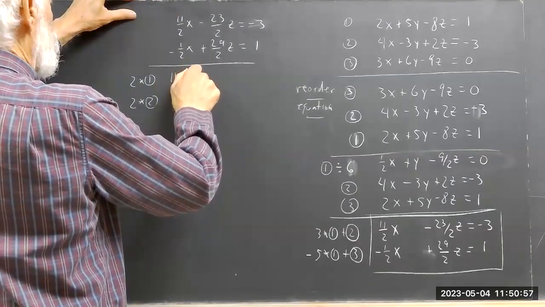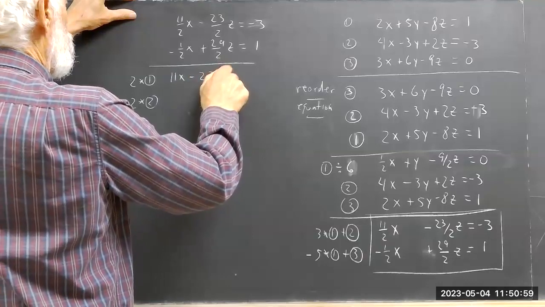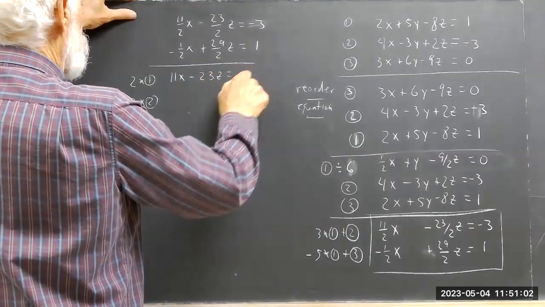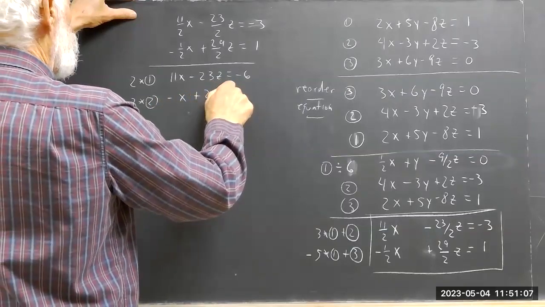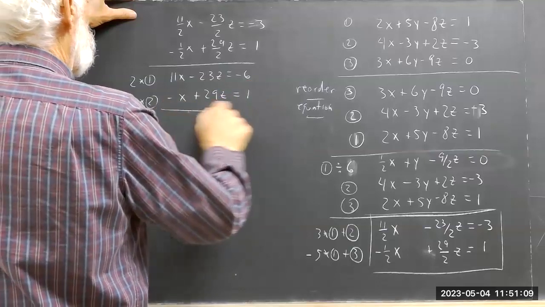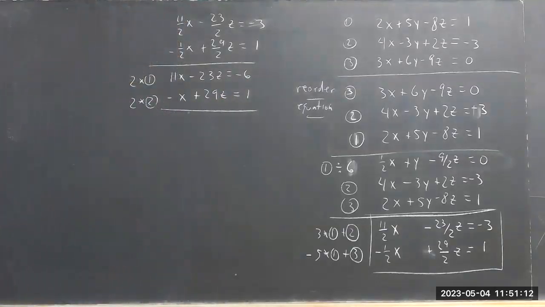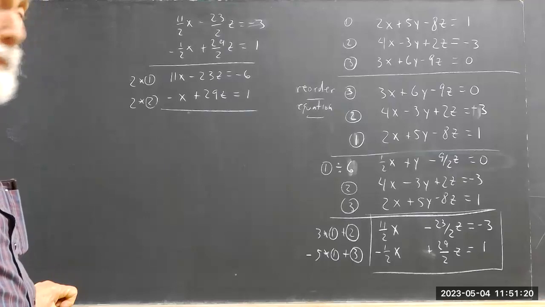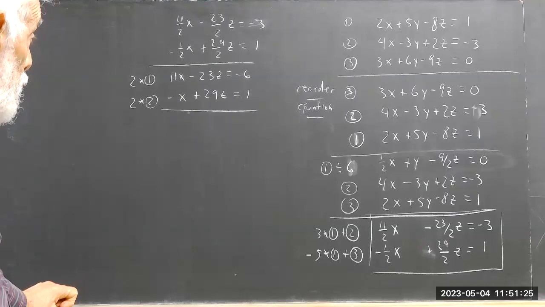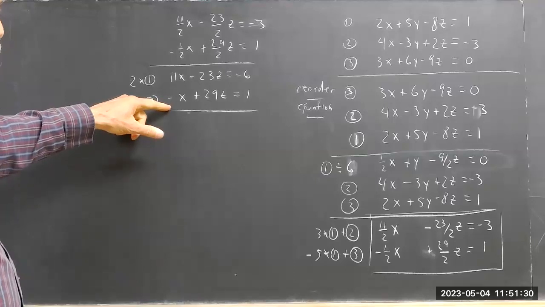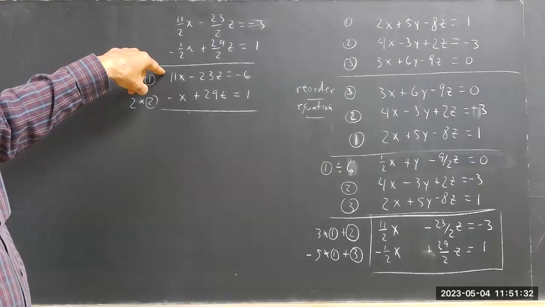So we're going to get 11x minus 23z, which is -6, and negative x plus 29z equals 1. Now this isn't working out, so I did something wrong, but you understand. To lower the steps, I'm going to want to add 11 times this equation to eliminate x.